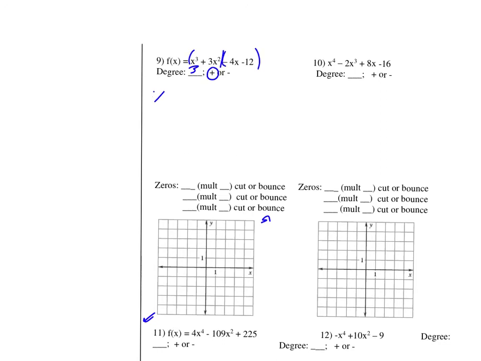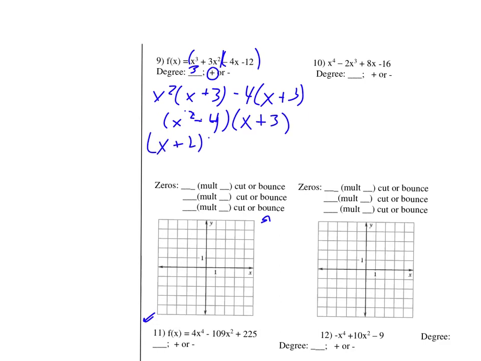So the first group I can take out x squared. The second group I can take out negative 4. And that'll give me x squared minus 4 times x plus 3. But I can actually break down that x squared minus 4, x plus 2, x minus 2, and then x plus 3. So I get a negative 2, a positive 2, and a negative 3. All of them are multiplicity 1 because I don't really have any exponents there.